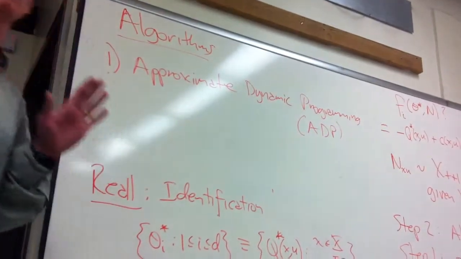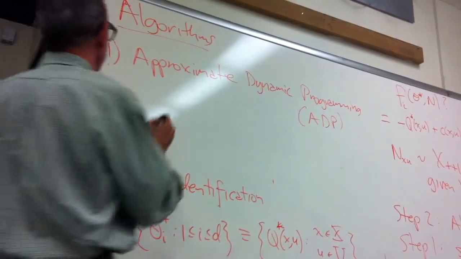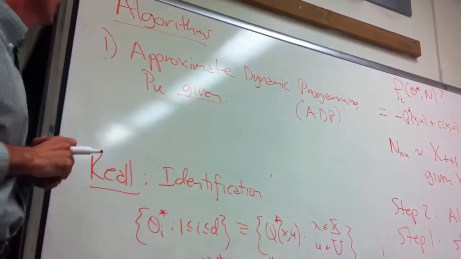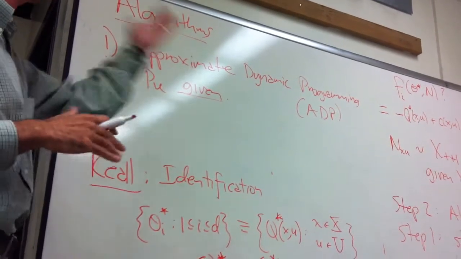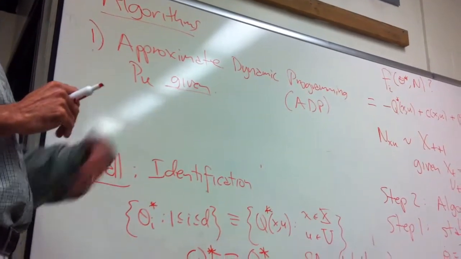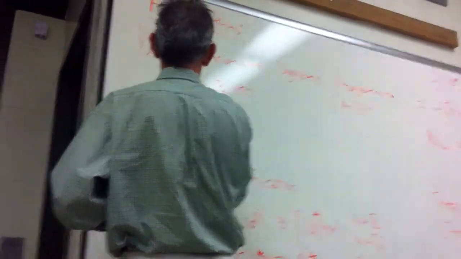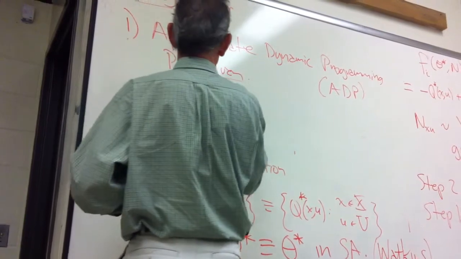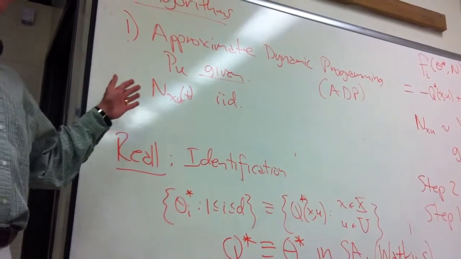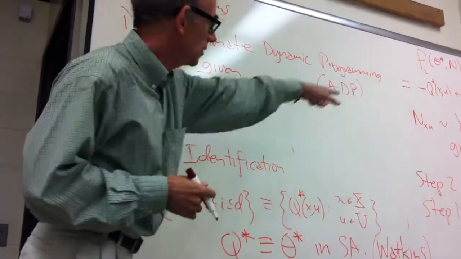So approximate dynamic programming, remember that's the case where I assume I know the system completely. P_u is given. So the approximate dynamic programming algorithm is just to generate N i.i.d. So I just run a computer, and at each time t, I generate a billion random variables. For every x and u, I generate an N_t with this distribution.